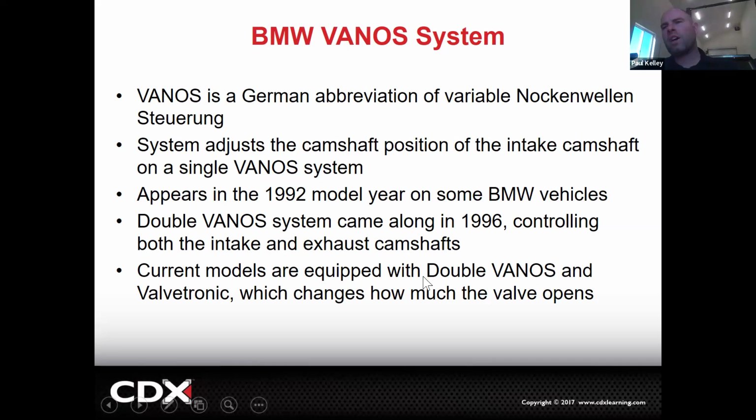Double Vanos is variable valve timing on two cams, intake and exhaust, but Valvetronic is different. Nissan has it. They call it variable valve timing and lift, I believe. VVEL, I think. So Valvetronic is actually more like a variable lobe. It's not when the valve opens, it's how far the valve opens. So this is kind of weird. VVT for most manufacturers is variable valve timing. For BMW, variable valve timing is known as Vanos.